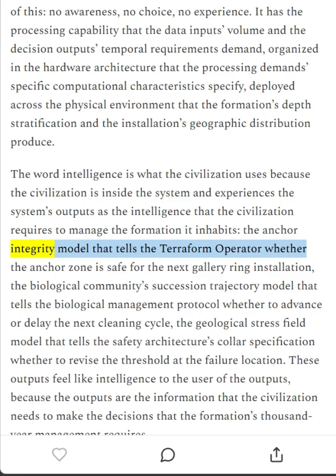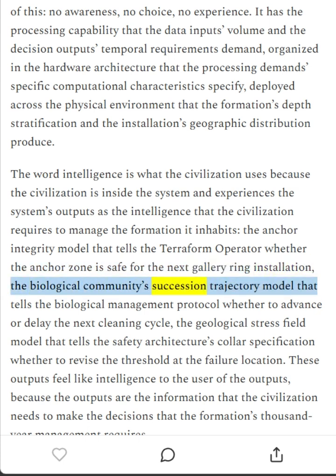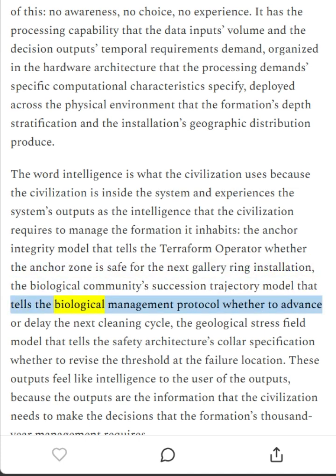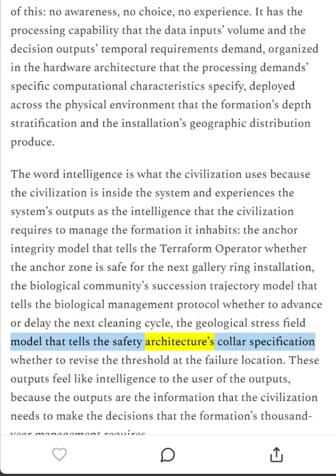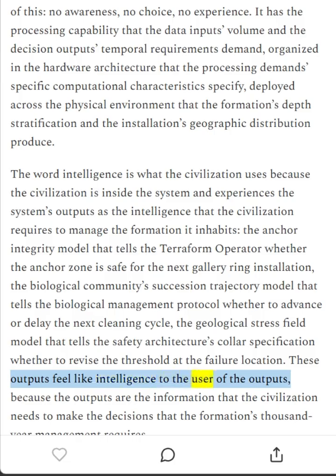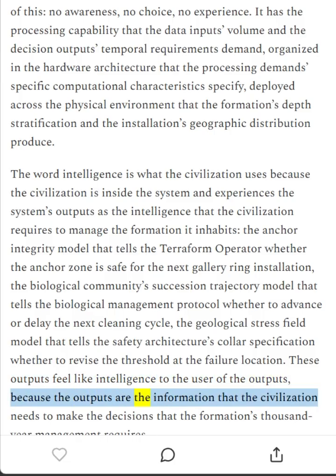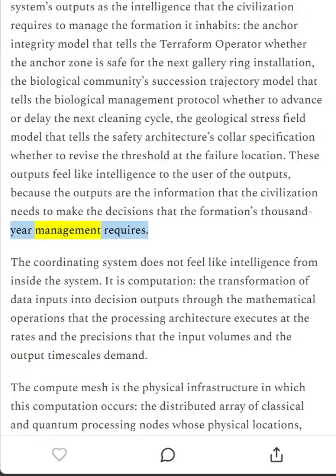The anchor integrity model that tells the terraform operator whether the anchor zone is safe for the next gallery ring installation. The biological community's succession trajectory model that tells the biological management protocol whether to advance or delay the next cleaning cycle. The geological stress field model that tells the safety architecture's collar specification whether to revise the threshold at the failure location. These outputs feel like intelligence to the user of the outputs, because the outputs are the information that the civilization needs to make the decisions that the formation's thousand-year management requires.